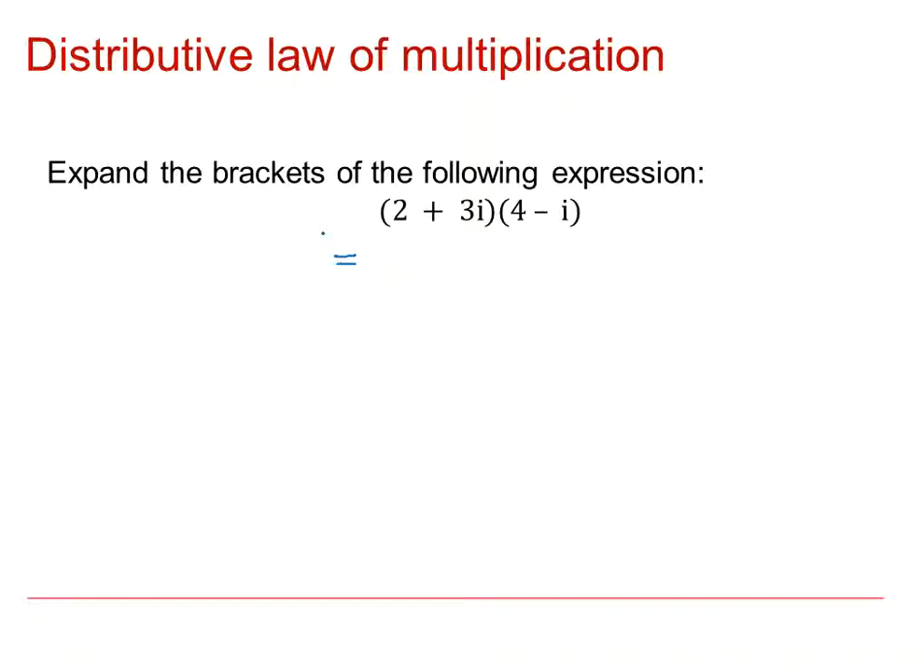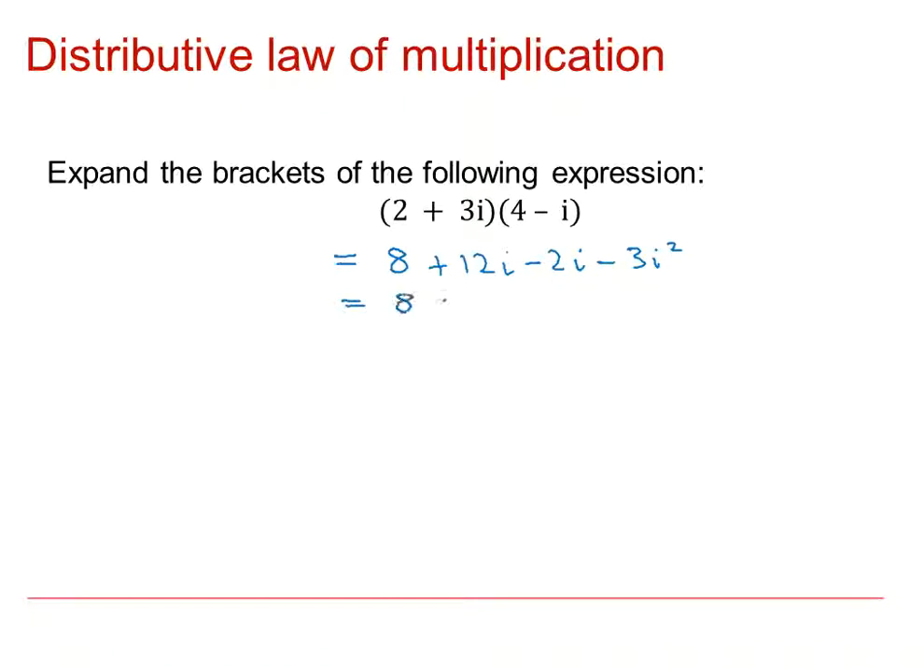So you can use one of several methods to carefully multiply term by term. So I've got 2 times 4 is 8. Then I've got 3i times 4 is 12i. 2 times minus i is minus 2i. And I've got 3i times minus i is minus 3i squared.